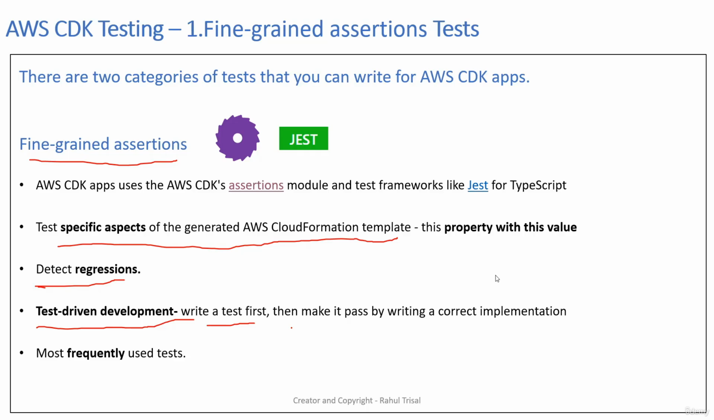Then you will write that functionality. You will add that property in the S3 bucket where versioning is equal to true. Then you will run the test again, and the test will pass now because it has the functionality. So that's the test-driven development approach. This is also the most frequently used test in AWS CDK.